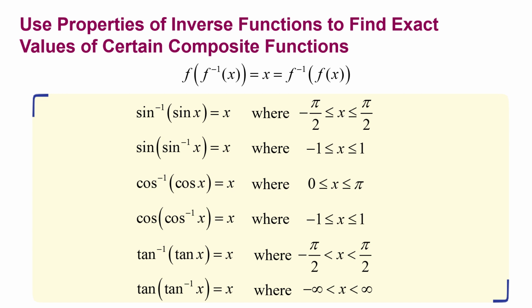of f. Now this property holds true for inverse trigonometric functions as well, and we can write the following 6 compositions. Inverse sine composed with sine of x will equal x, where x is between negative pi over 2 and pi over 2 inclusive. Sine composed with inverse sine of x will equal x, where x is between negative 1 and 1 inclusive. Inverse cosine composed with cosine of x will equal x, where x is between 0 and pi inclusive, and cosine composed with inverse cosine of x will equal x, where x is between negative 1 and 1 inclusive.